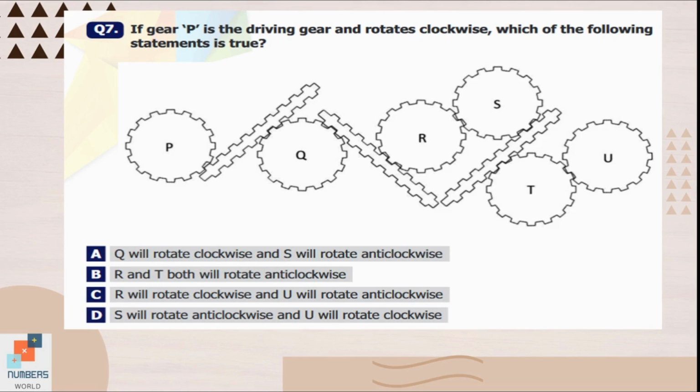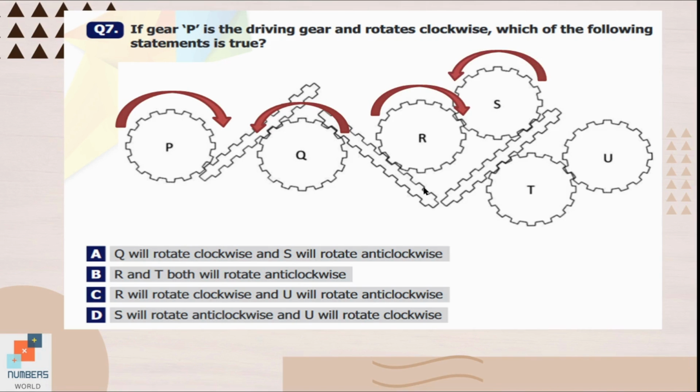So we will check the working of the gears first. If P will rotate clockwise, its grains will move the strip downwards, which will cause Q to rotate anti-clockwise. So Q will move this strip upwards, which will make R rotate clockwise and S anti-clockwise. So the third strip will move upwards, due to which T will rotate clockwise and U anti-clockwise. So let's check all our options here.